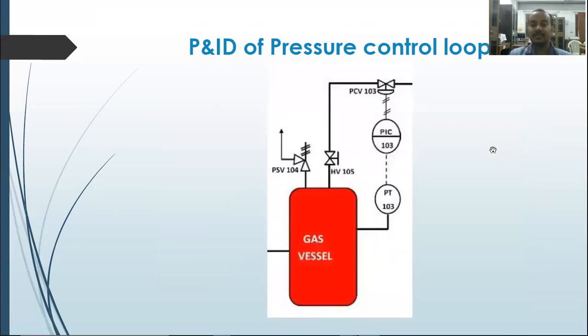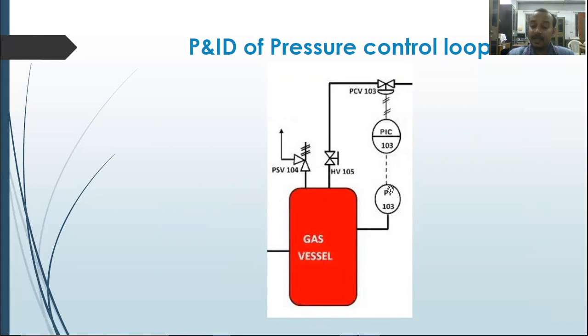Now, the next discussion is a pressure control loop. In this pressure control loop, we have a gas vessel, and obviously we need to maintain the pressure of this gas vessel. So the transmitter we need to use is, without any doubt, a pressure transmitter. Here it is written 103, which is the loop number. Again, please take it into consideration. PT is pressure transmitter. Using this pressure transmitter or pressure sensor, we are monitoring the pressure of this gas vessel.